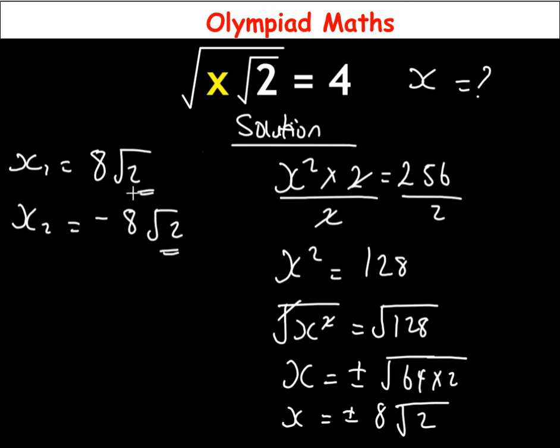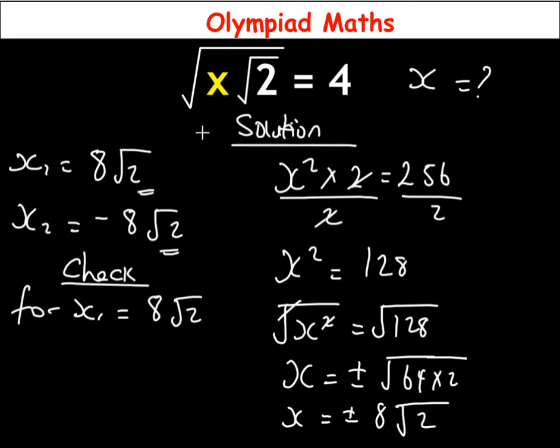But then, the most important part of this, let us check whether the values of x1 and x2, if we input them into this equation, we are going to get 4. So let us check the values of the solutions of x that we got. So for x1, which equals 8√2.